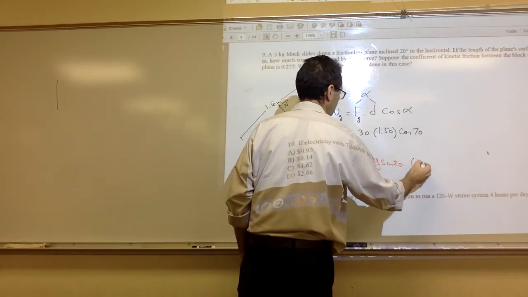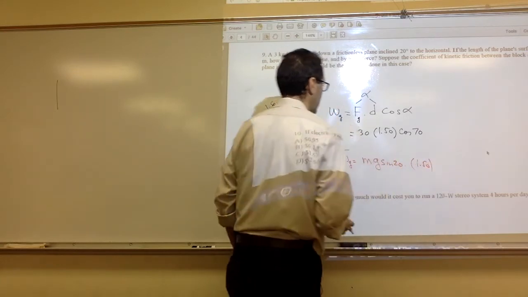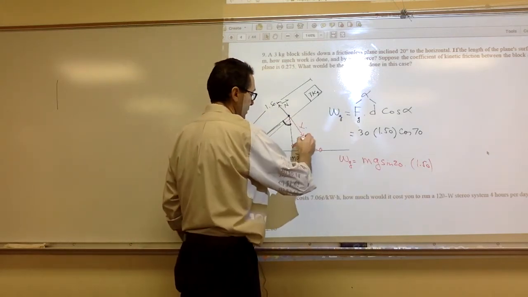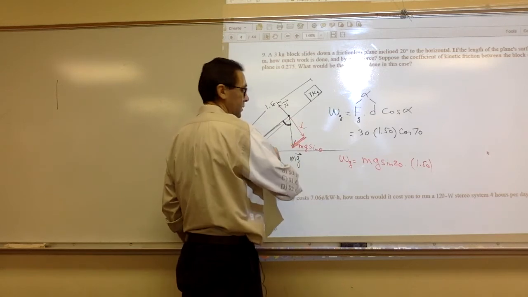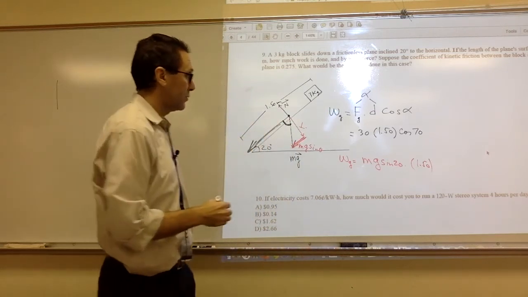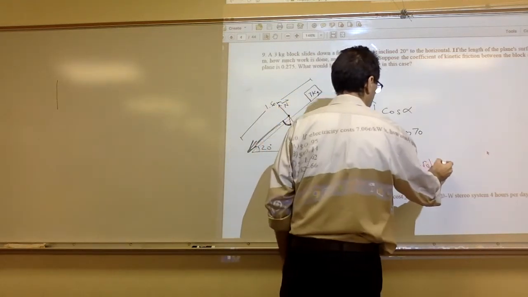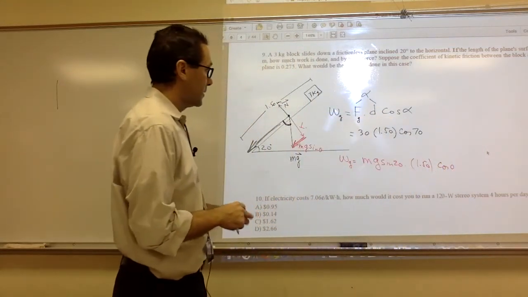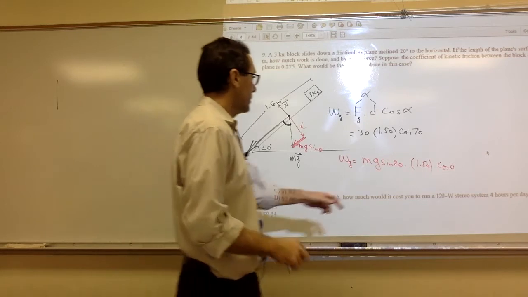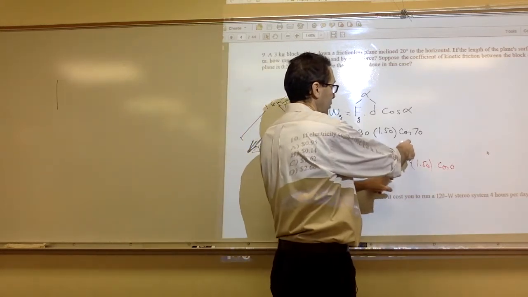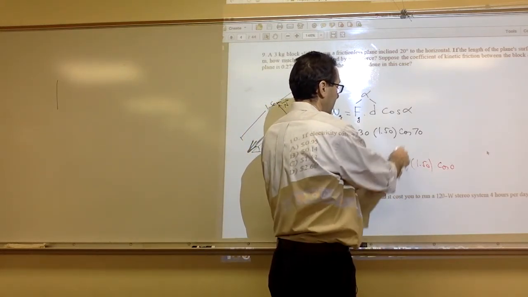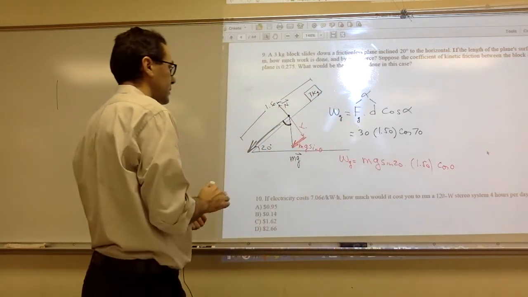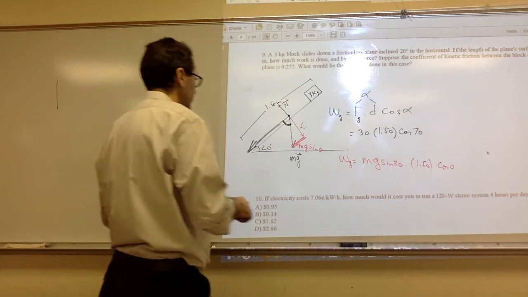Times, we're still moving down the ramp 1.5 meters. And the angle between this force, this mg sine theta, and the direction of travel is 0 degrees. So which means cosine of 0, which is 1. And we should get the same answer. Okay? And here, you probably know from your trig class that complementary angles swap the sine and the cosine. In other words, cosine of 70 is the same as sine of 20.